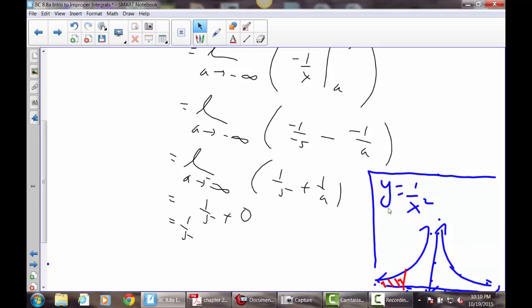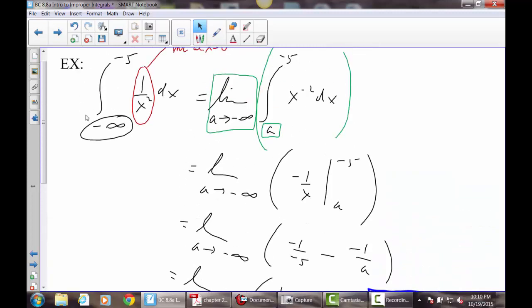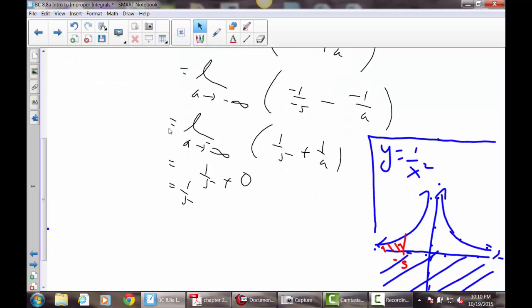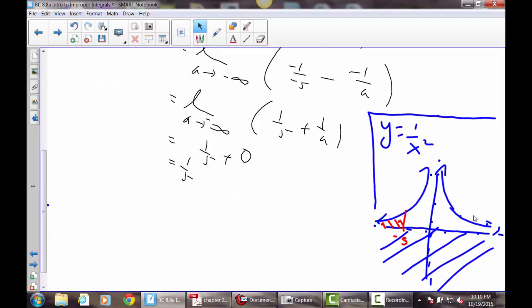Now, if we took a visual of this, the original question was the integral from negative infinity to negative 5 of 1 over x squared dx. This is the graph of 1 over x squared. And if you went from negative infinity to negative 5, this actually does converge. If you go on forever, the heights of these points will get smaller and smaller and smaller, and they get small fast enough for the sum of the areas of all the little rectangles to converge to 1/5.